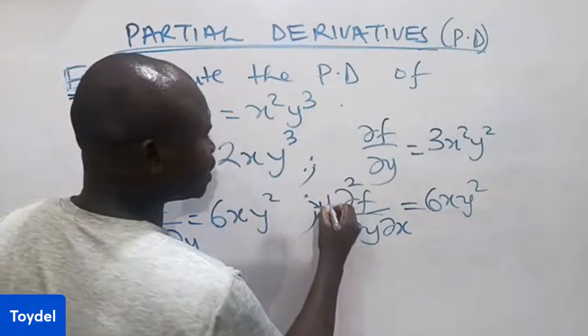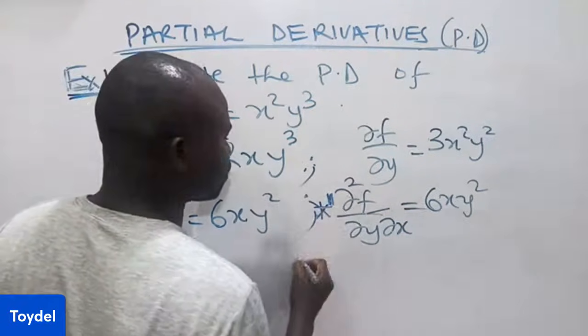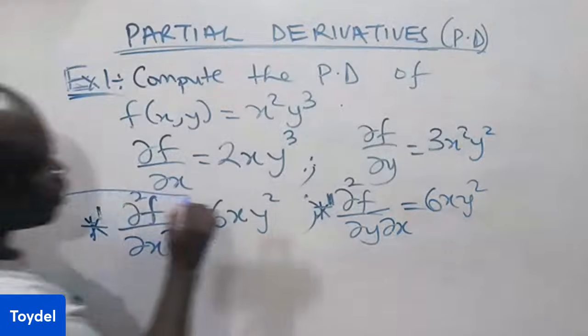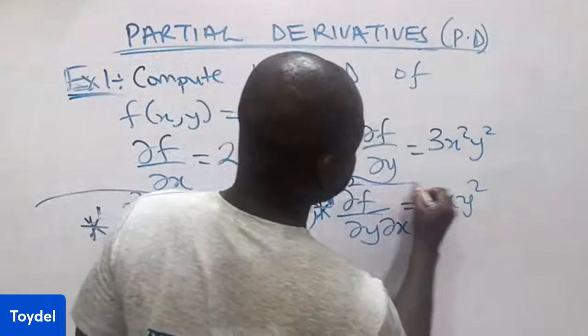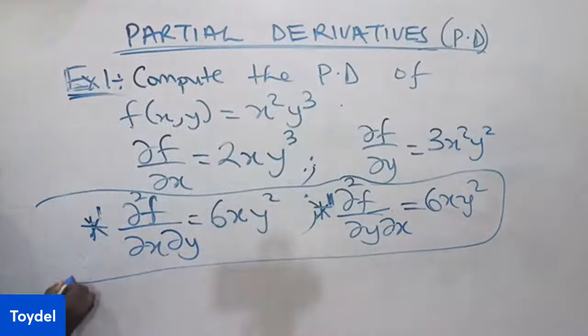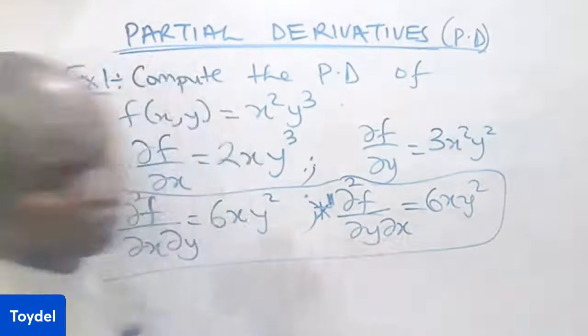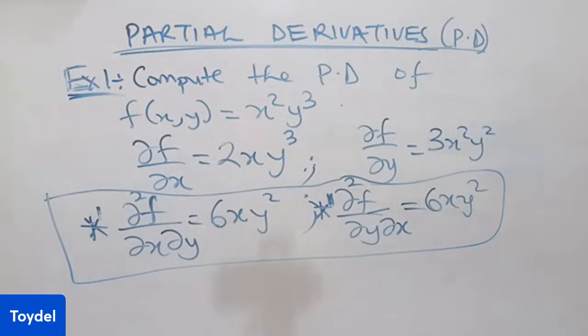But we should note that what we have here is the same thing as what we have here. So before we take the next example, I'm going to give the theorem that backs this up. That is, if we differentiate partially with respect to x, then partially with respect to y, it's the same result as when we first differentiate partially with respect to y, then with respect to x. So let's take notes. I'm going to give the theorem that guarantees what we have there.